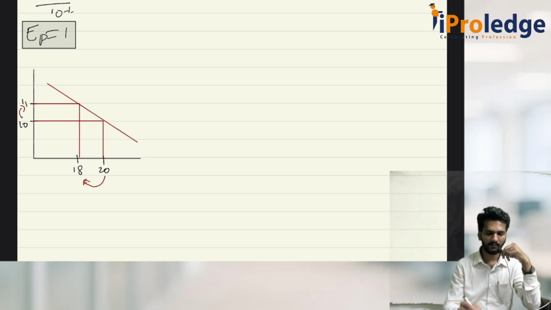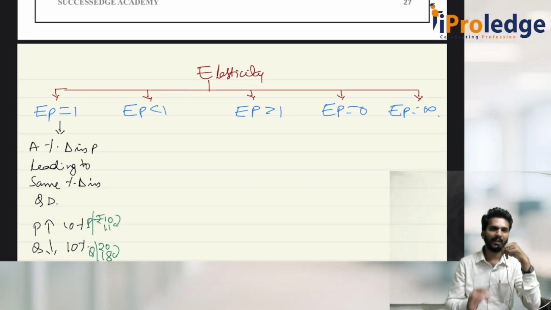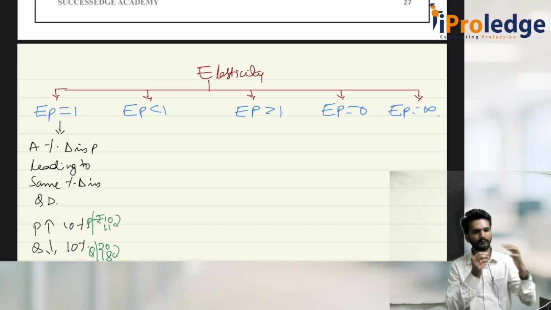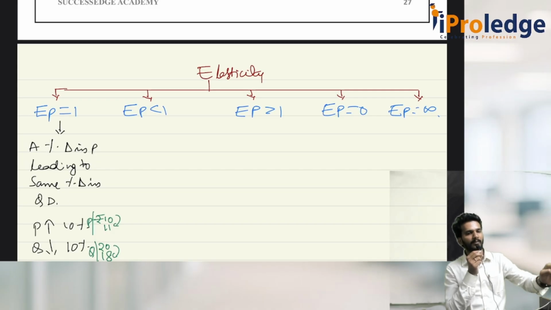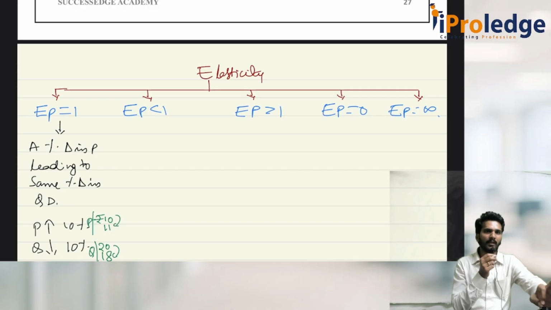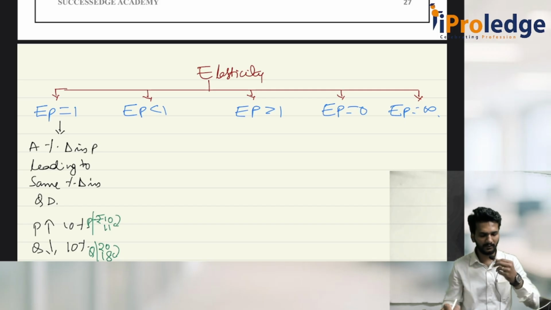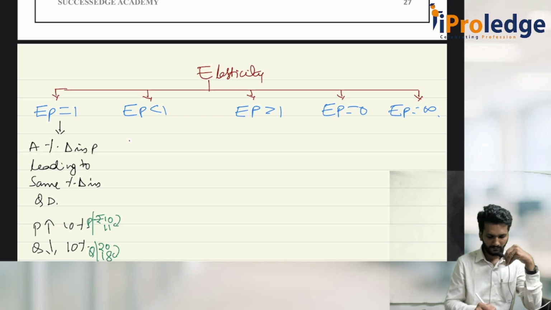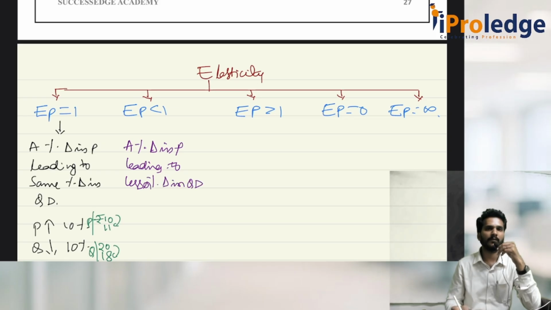Second one. If we take an example of elasticity of price less than 1, what does that mean? When the price changes by some X percentage, quantity changes by less than that. That's what we call elasticity of price less than 1. It is like a percentage change in price leading to a lesser percentage change in quantity demanded.